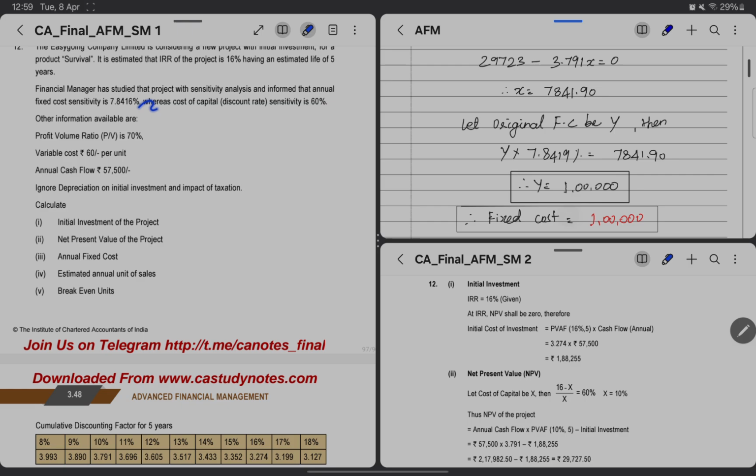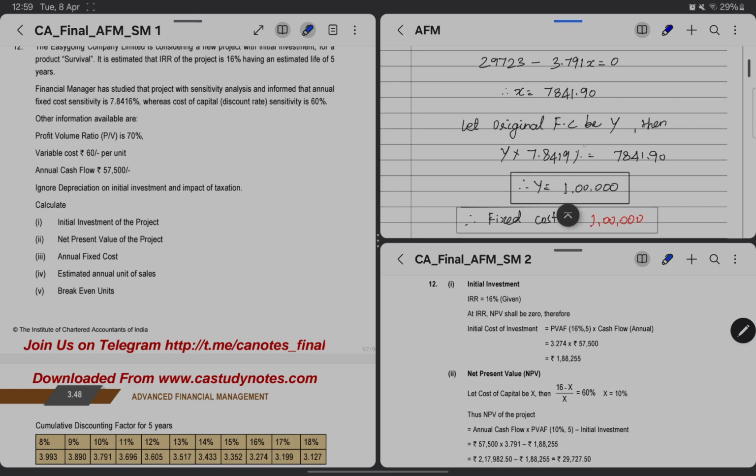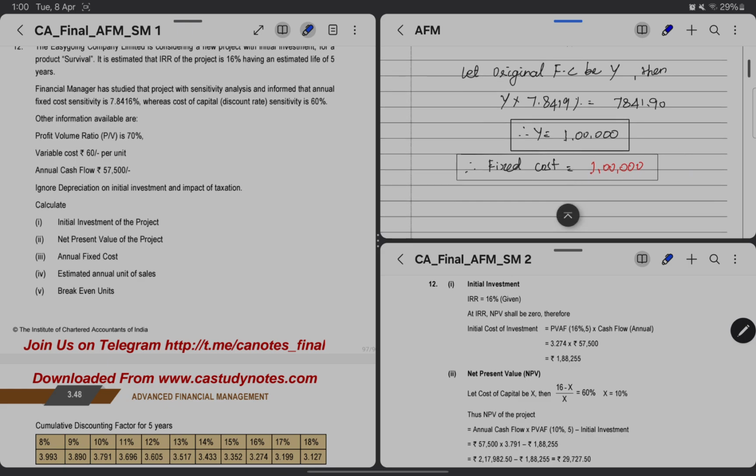So we know the percentage change is 7.8416. Now we know the value of change and we know the percentage of change. Keeping these two things, if we keep original fixed cost as Y, then Y, the original fixed cost, into the change percentage will give me the change amount. We know the amount, we know the percentage. When we reverse calculate, we will get the fixed cost. So in our case, since the change in amount is 7841 and the change in percentage is 7.8419, we will get the fixed cost as 1 lakh. So now we got fixed cost also.